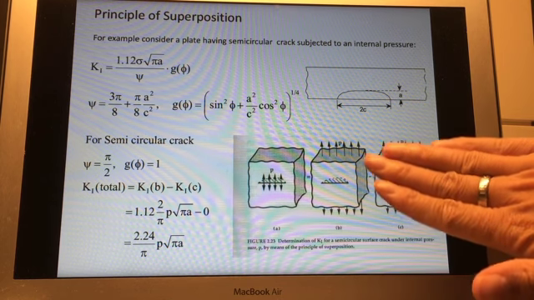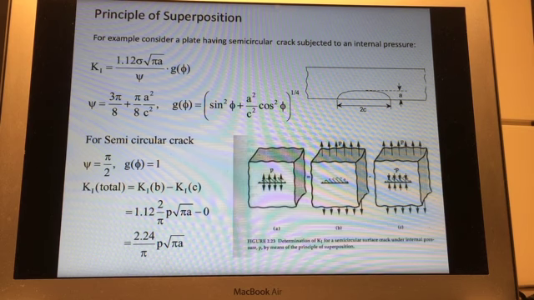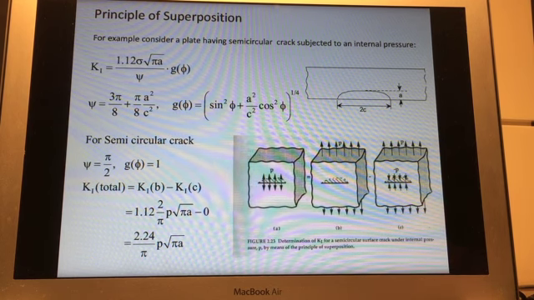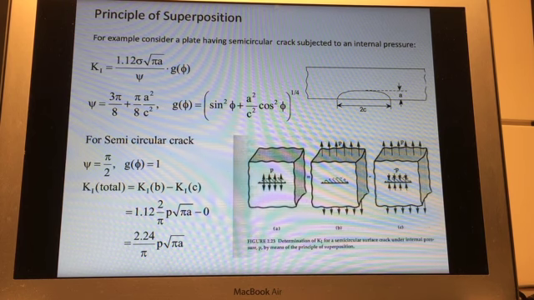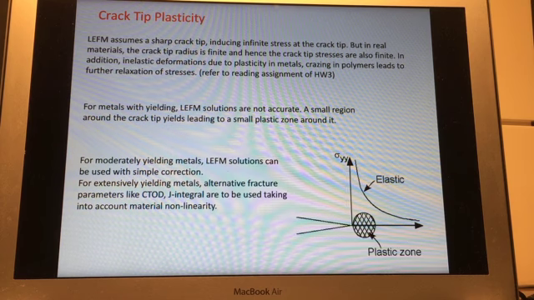Which actually you can, because this one equals 0, actually this one is equal to this one. This is something that you can get from the principle of superposition. Okay, I think that's good enough. We can move on to the next slide, where we're going to look at the problem at hand. Today's topic for these two lectures is crack tip plasticity.